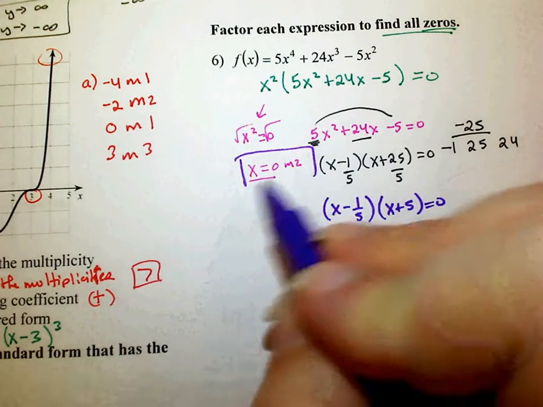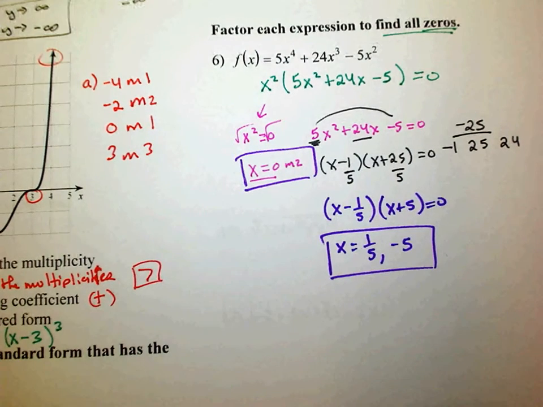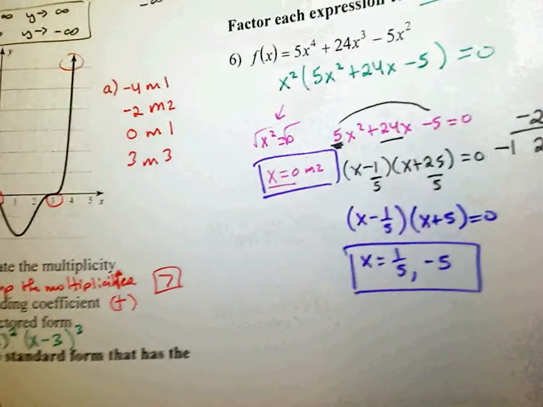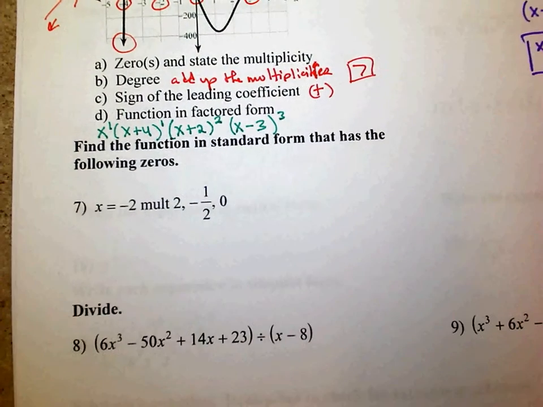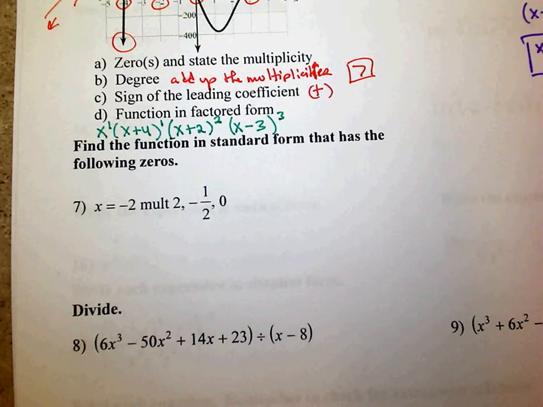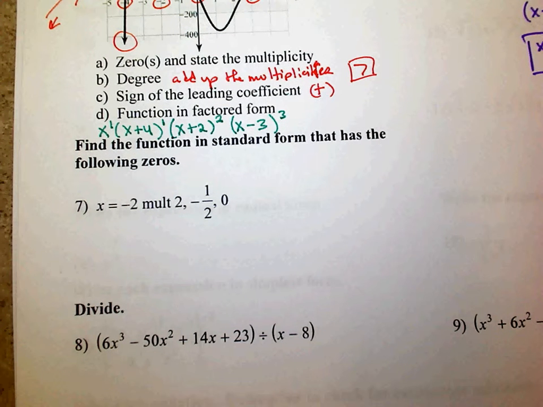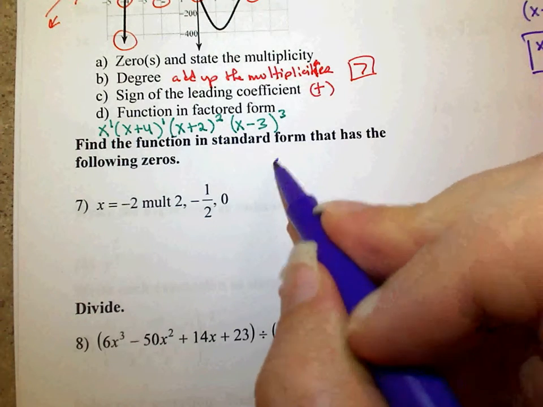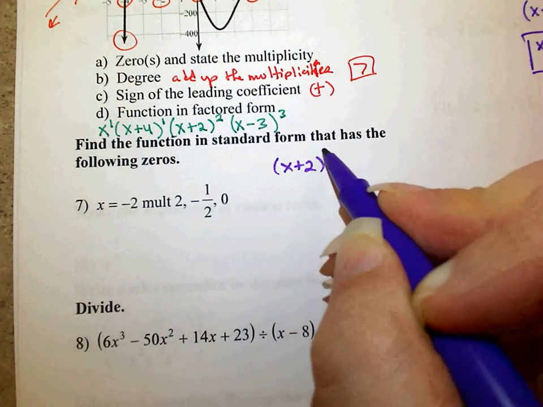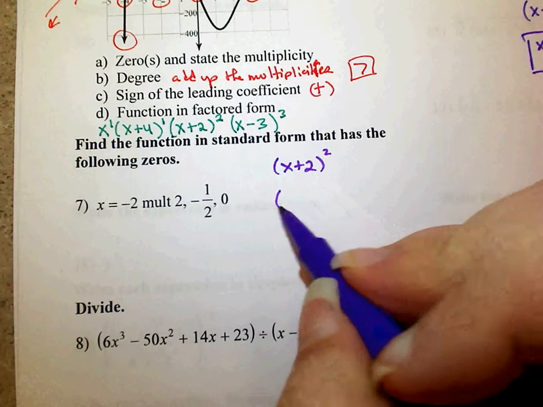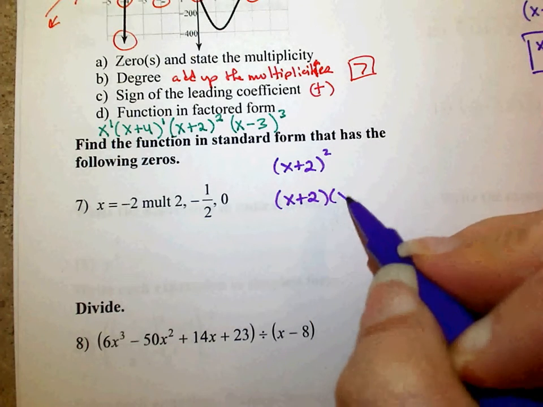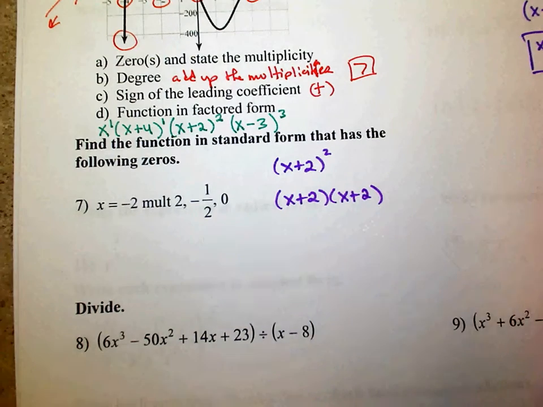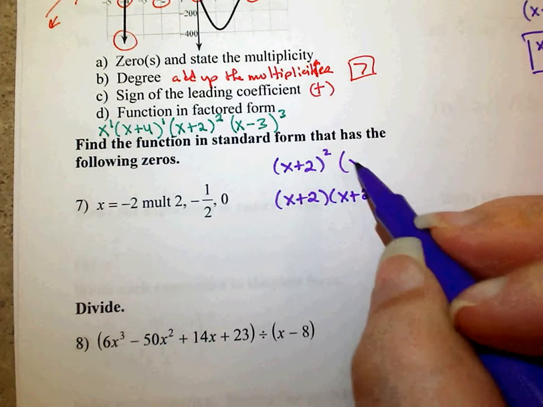Or my answers. Okay. Let's move on to number 7. Find the function in standard form that has the following zeros. Well, if negative 2 has a multiplicity of 2, some people like to go ahead and start with x plus 2, and they know to put a square there. I'm going to go ahead, since I know I need to multiply it out, I'm going to write x plus 2 twice. Okay? If it's a negative 1/2, then I would say x plus 1/2, so the opposite sign.